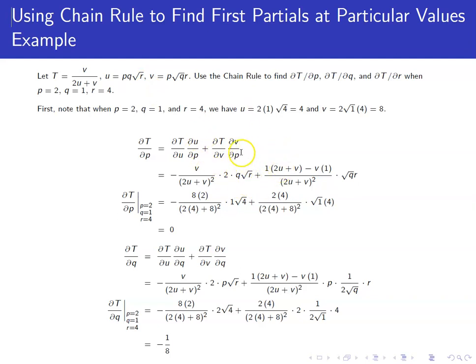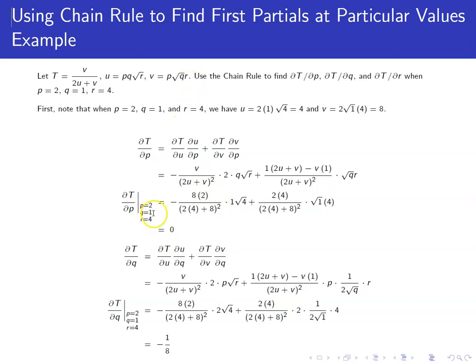Now when we do the second term, when I do the derivative with respect to v for t, I've got to use the quotient rule. Derivative of the top is 1. Derivative of the bottom is also 1. So I get 1 times the bottom minus v times 1, the derivative of the bottom for that one, and then over the bottom squared. The derivative of v with respect to p is root q times r.